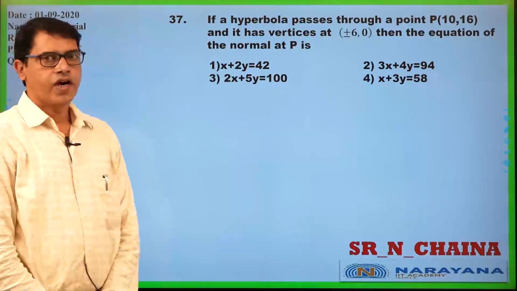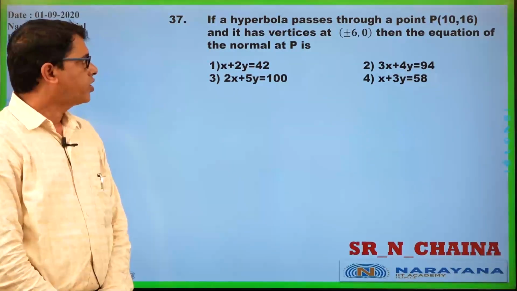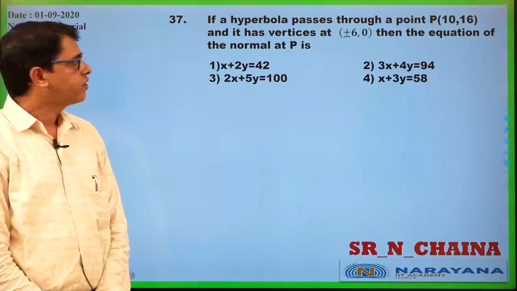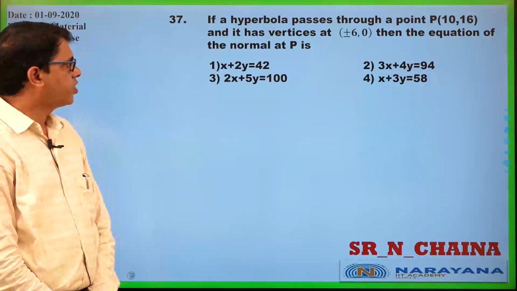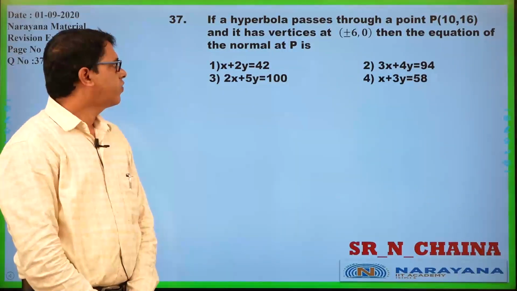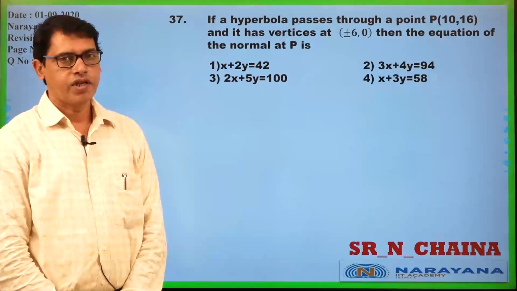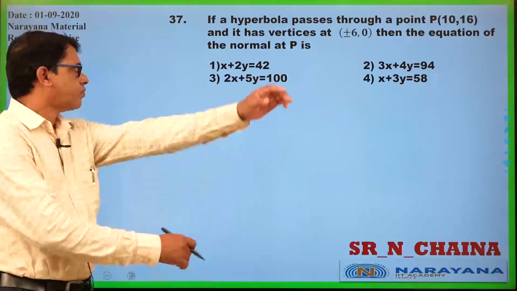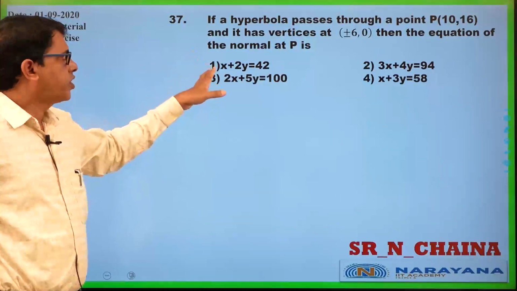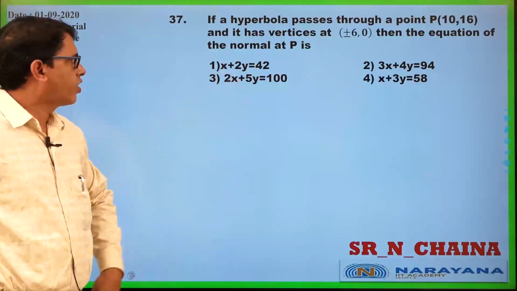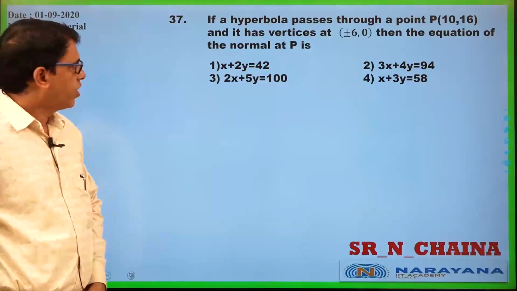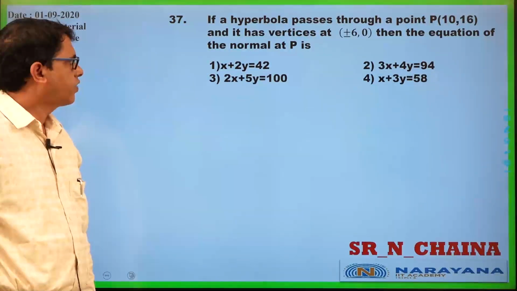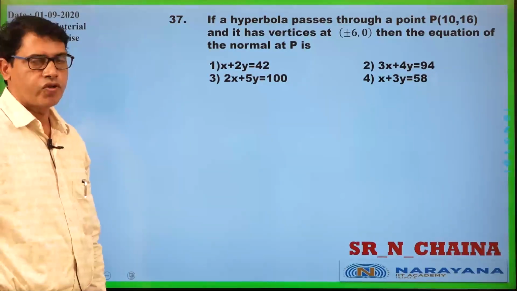Here, if the hyperbola passes through a point P(10, 16) and it has vertices at ±6, 0, then find the equation of the normal at P. Look at the question: the equation of the normal is not given, and the equation of the hyperbola is not given. So let us find the equation of the hyperbola, so that we know the values of a and b.